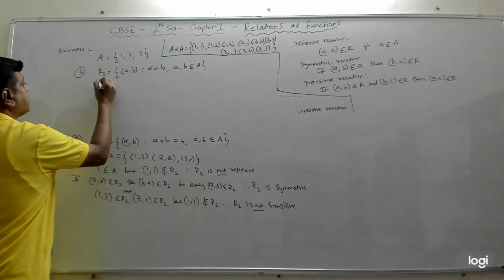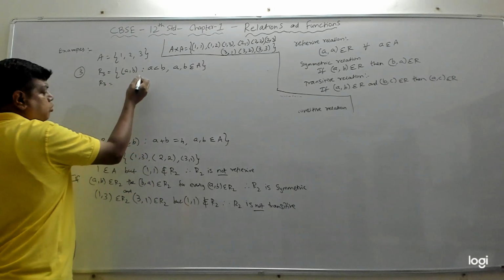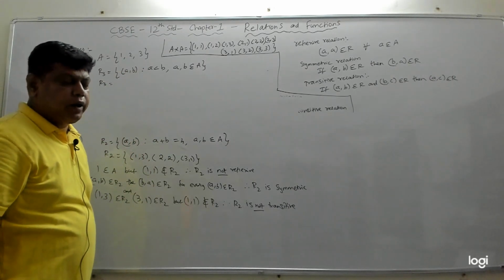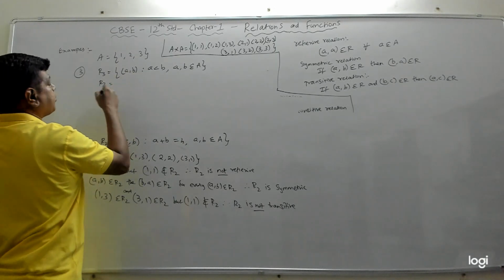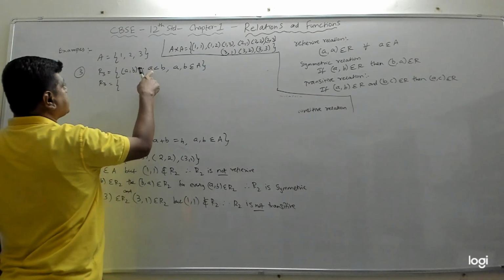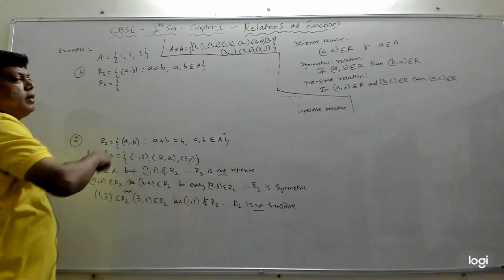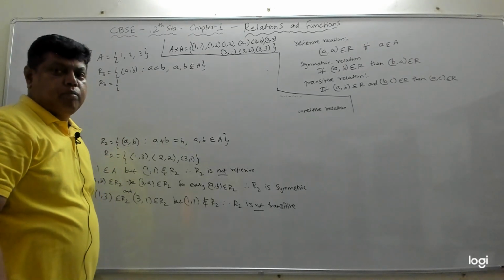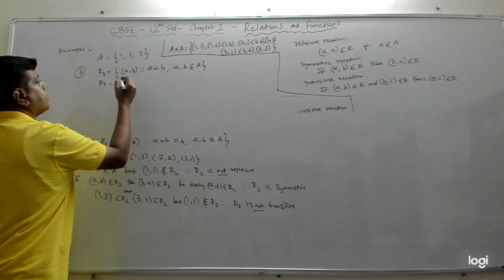Now what is our R3? The definition is given in set builder form, so we are writing it in roster form. What is the roster form here? From these elements we should take the ones which satisfy this condition: a should be less than b.